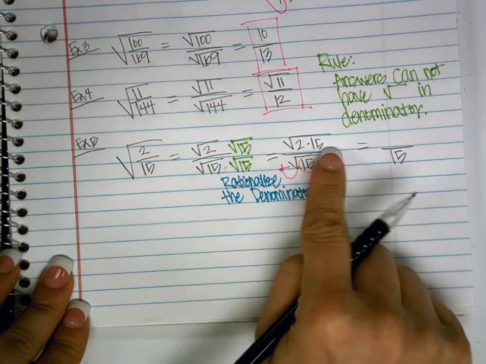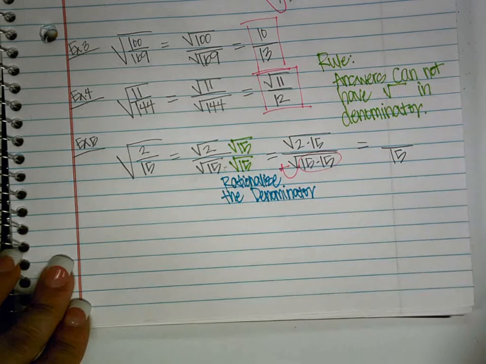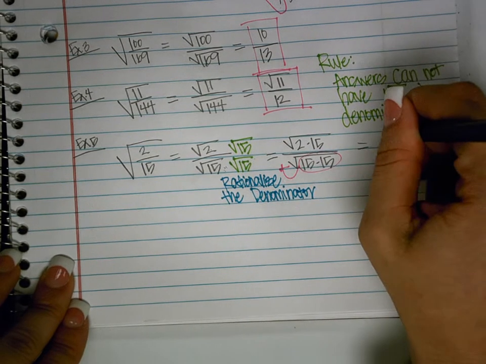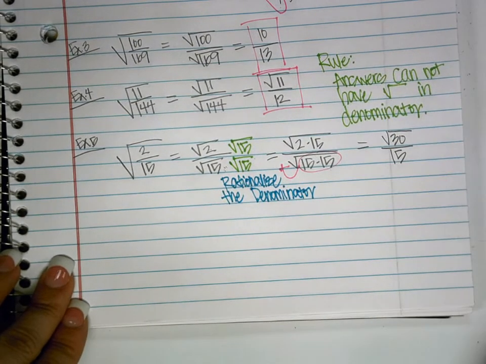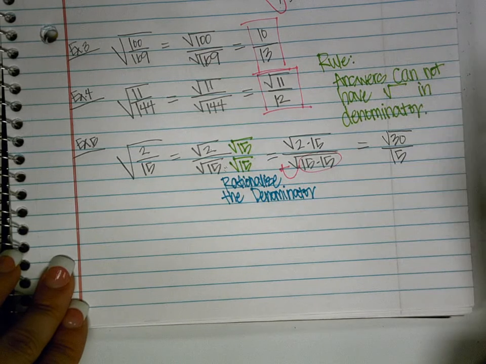Is there anything that can come out in the top? No. No pairs, so we actually do multiply together. So root 30 over 15, and that is your answer.